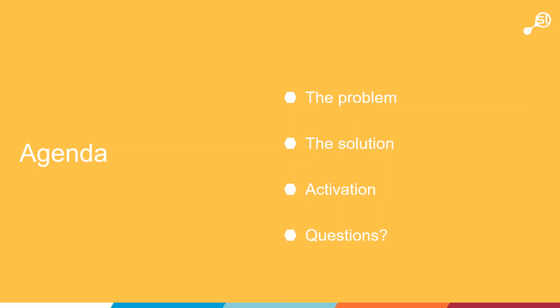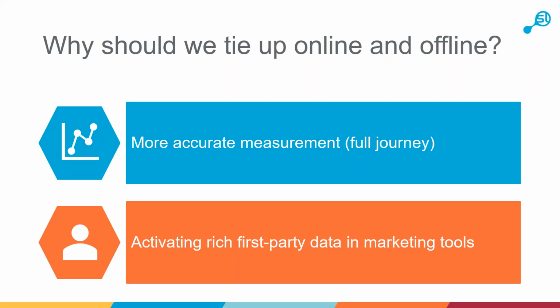So this is what we're going to run through today. I'm going to talk about the problem that marketers face by not being able to join online and offline data. We're going to come up with a couple of solutions, and then activate that information once we're actually joining that data and understanding what that can tell us. And then finally, like I said before, we're going to go through some questions at the end if you've got any. So first of all, why should we tie up online and offline?